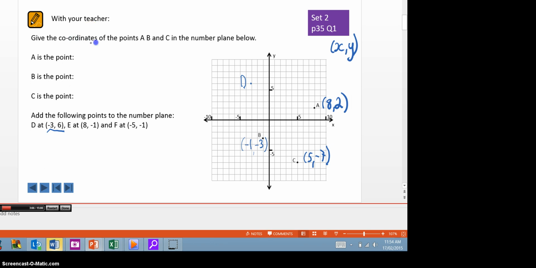for gradient y2 minus y1 divided by x2 minus x1. So the first thing that you need to do with this sort of problem is you need to label each set of coordinate points x1, y1 and x2, y2. It doesn't matter which ones you start with, you'll come up with the same answer. You just need to be consistent, x1, y1, x2, y2.